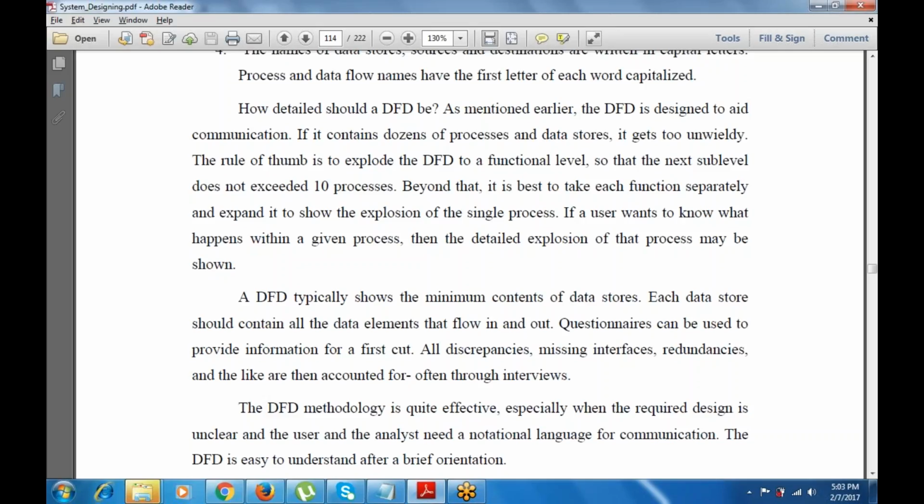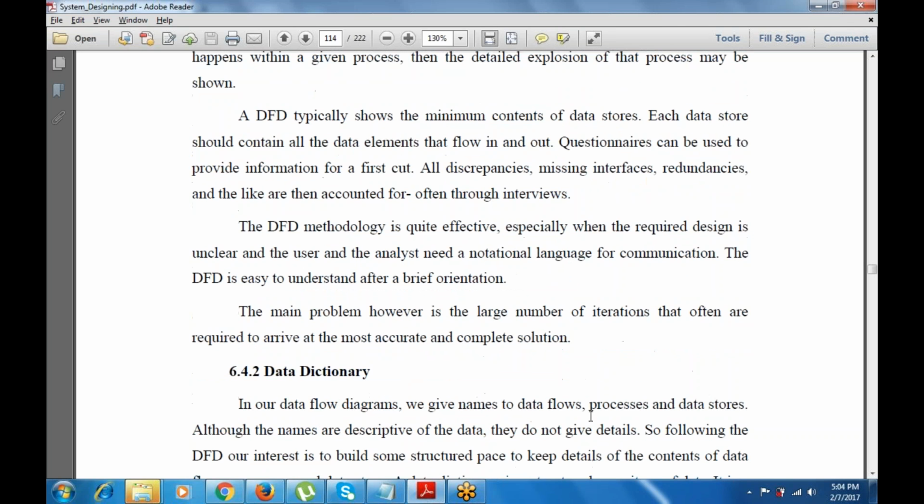All the discrepancies, missing interfaces, redundancies, and the like are then accounted for, often through interviews. The DFD methodology is quite effective, especially when the required design is unclear and the user and the analyst need a notational language for communication. In this way, DFD is easy to understand for a brief orientation.